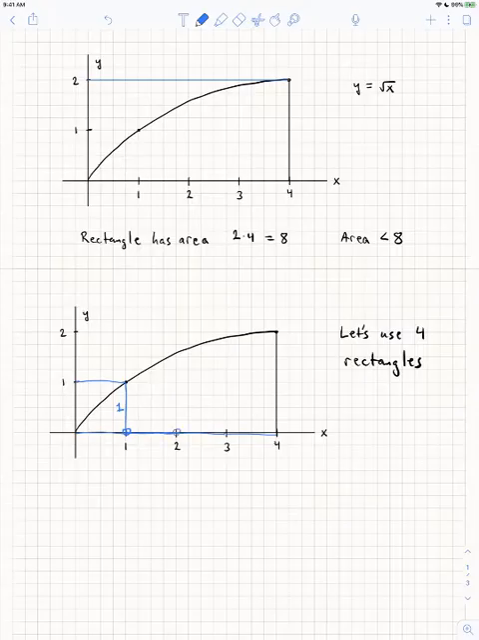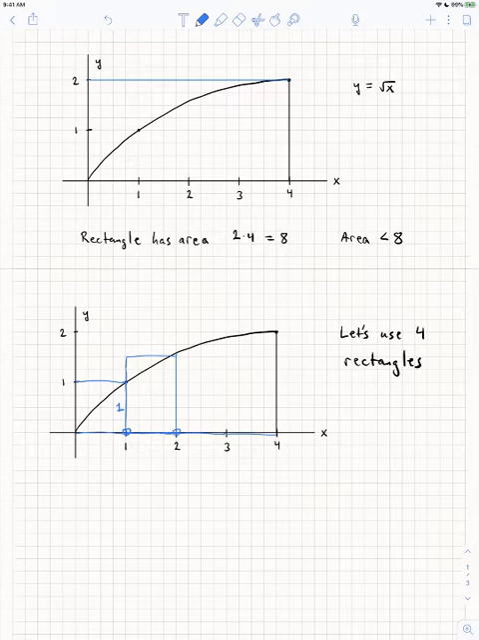So I'm going to look at the right endpoint, and I'm just going to draw a line straight up until I hit the curve, like so. That's going to determine the height of the rectangle. Now a rectangle is going to be flat on the top, and the left side is going to be the same height as the right side. So now we have a rectangle.